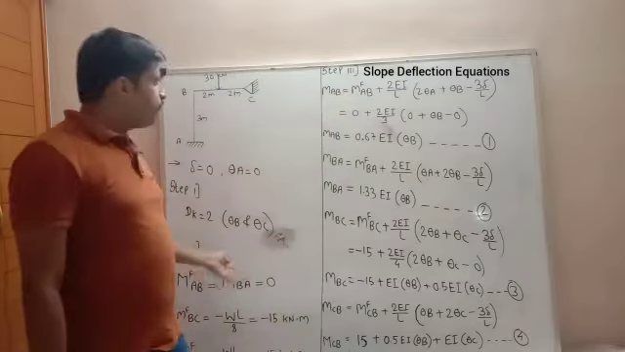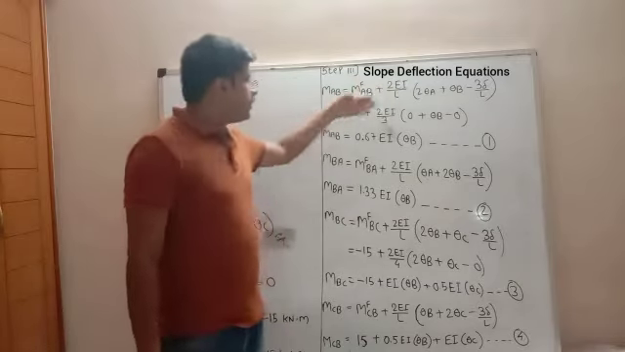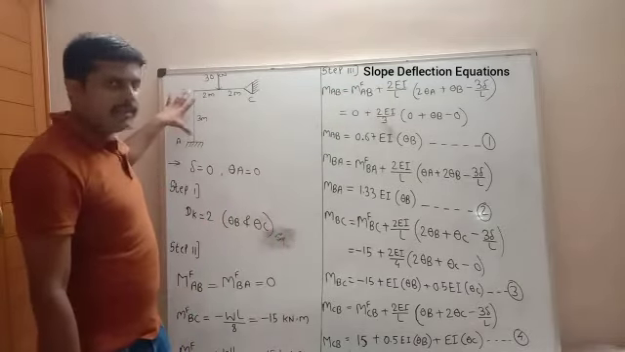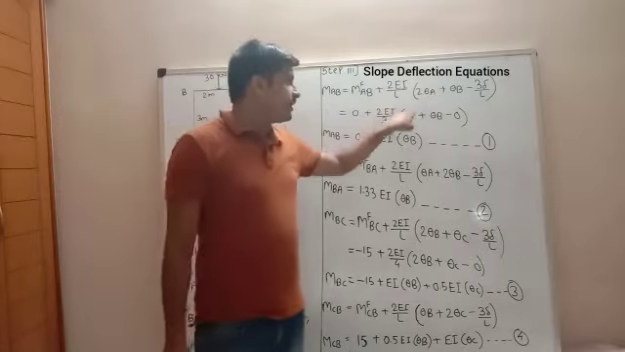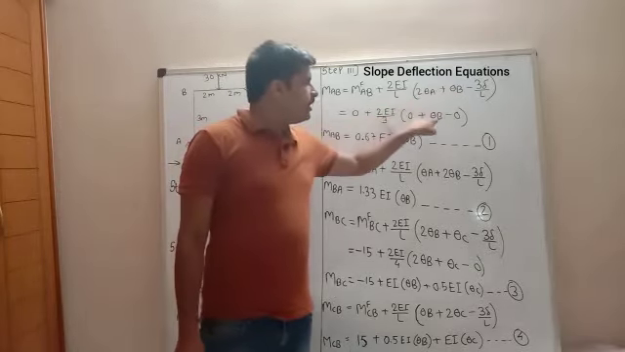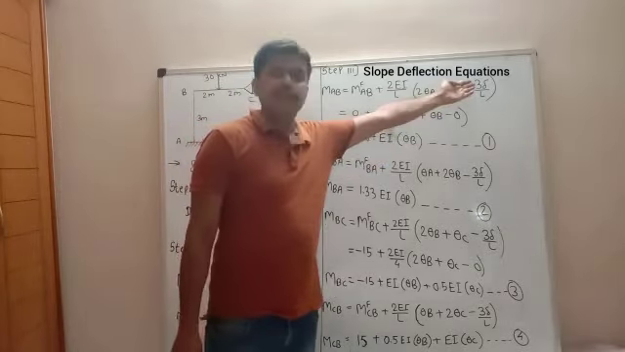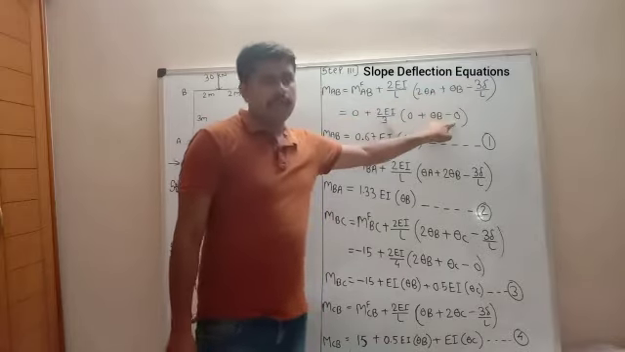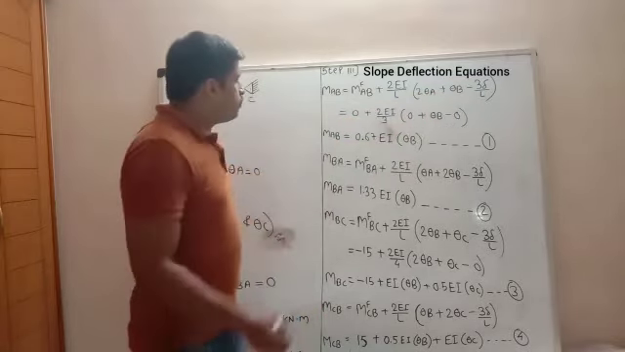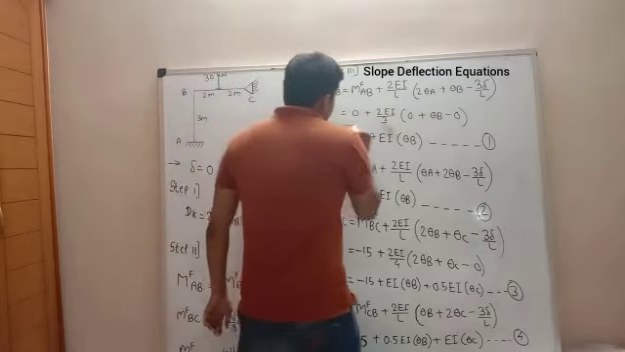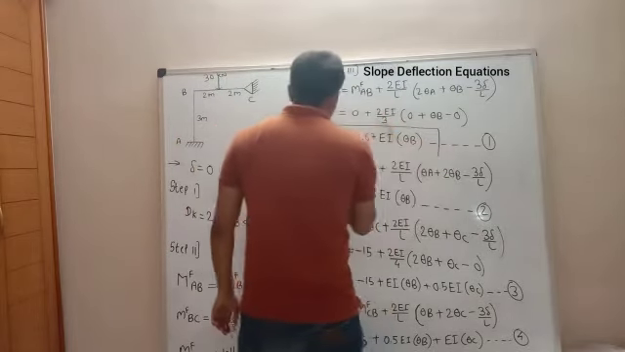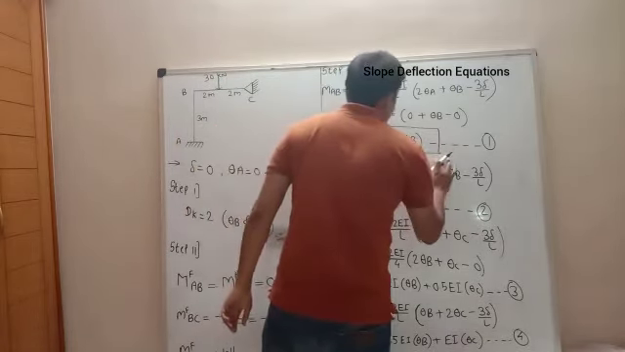MFAB is 0, 2 EI upon L. L is the length of span AB, that is 3 meter. Theta A is also 0. Theta B is the unknown, delta is 0, hence that term is 0. So equation number 1 will be 0.67 EI into theta B.